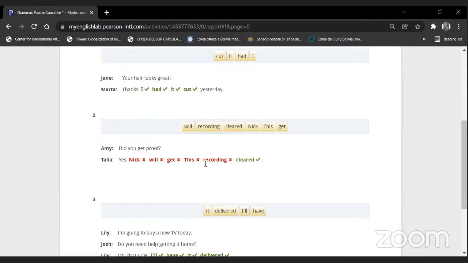Or maybe Nick, well, it could be like, I thought in first place this recording will get me cleared. But that's much better. I get confused by the structure because I don't know, maybe the object in the structure goes after get. This recording, and in this case Nick, it's like the object maybe.